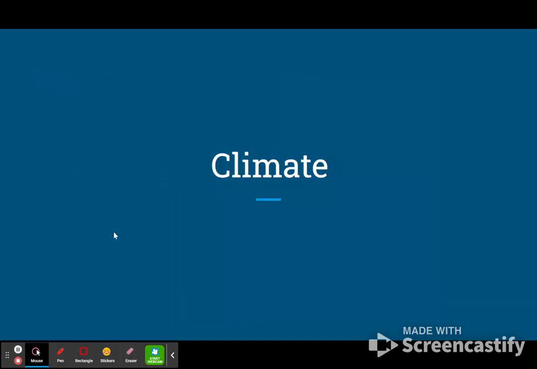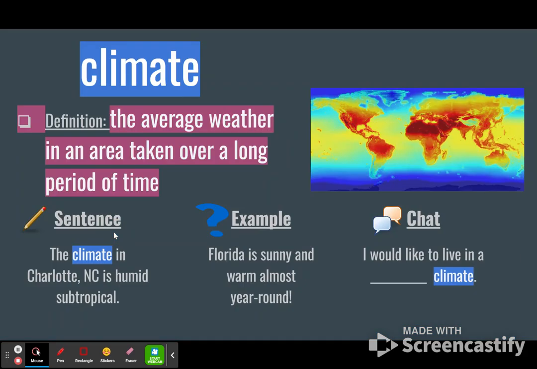So now let's talk about climate. Climate is the average weather in an area over a long period of time. So the climate in Charlotte, North Carolina is humid subtropical. Florida is always sunny and warm year long. What's important about climate is that climate is really determined by the equator. The equator is that imaginary latitude line that cuts the Earth in half.